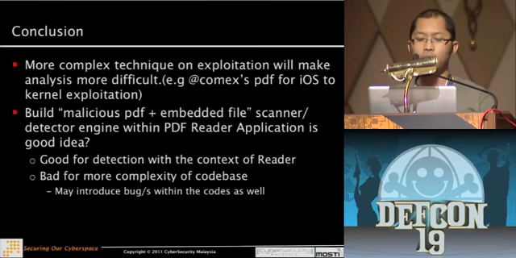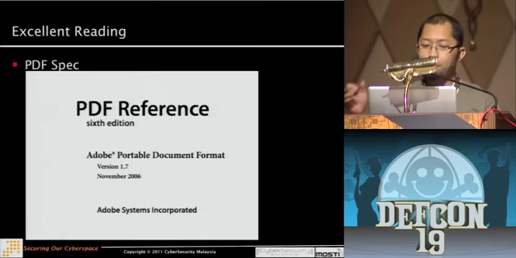And of course, a malicious PDF embedded file scanner or detector engine within the reader application itself is a good idea, because it would have the context within the PDF reader. But for some reason, I think it's also a bad idea. If you add another engine on top of it, you add complexity to the code base, which also means more bugs within the engine itself. It would be embarrassing to have the code that scans for malicious content be vulnerable to bugs, all right? So pretty much that's the conclusion.